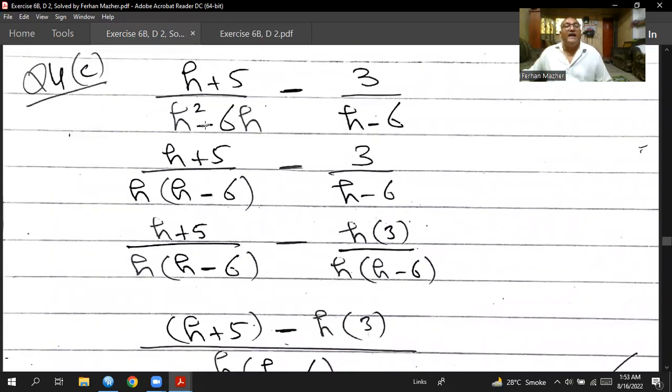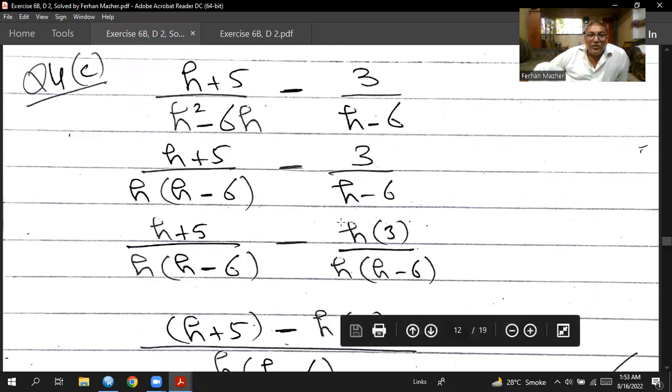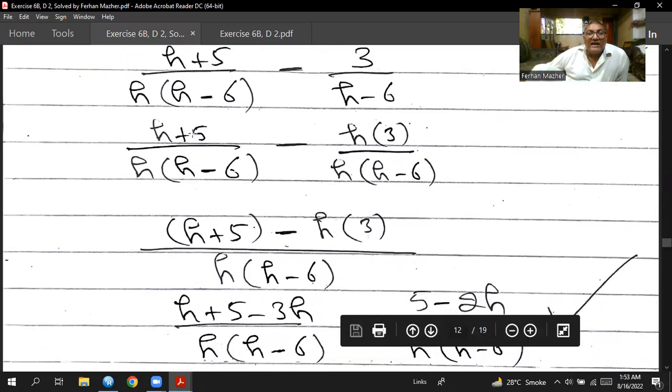So here you can see I will take h common from this denominator. So upstairs you have h plus 5. Downstairs we will have h bracket h minus 6 bracket close, minus 3 divided by h minus 6. So here is h, here we don't have h. So multiply this second fraction upstairs and downstairs with the h. Once you do that, the denominators will become the same.